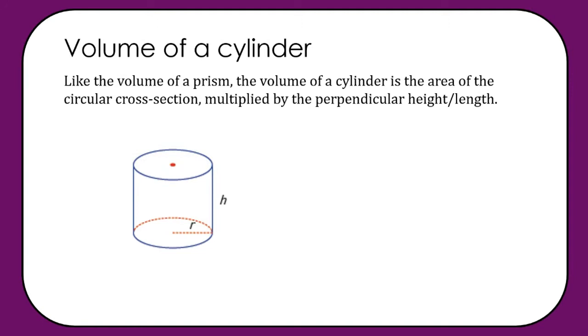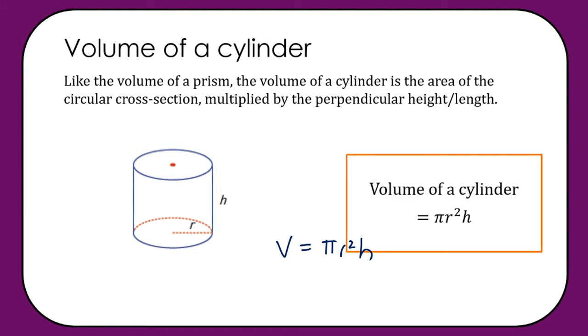Okay, so volume of a cylinder, like the volume of a prism, it's about thinking about the area of the base shape and then multiplying it by the height. So the volume is going to simply be area of the base, in this case pi r squared, and we'll be multiplying by the height. And so we get this formula for volume of a cylinder.